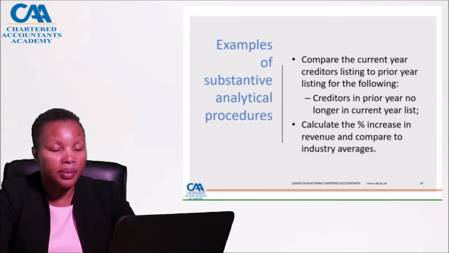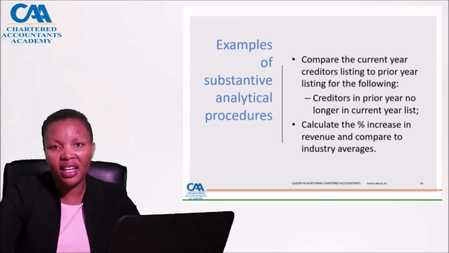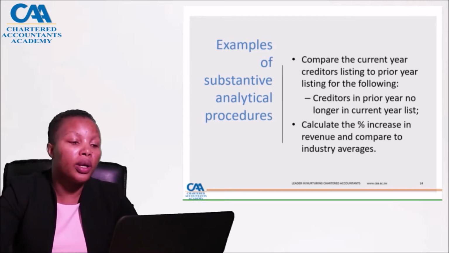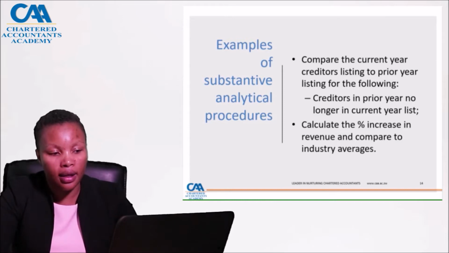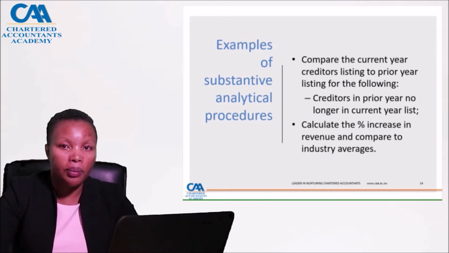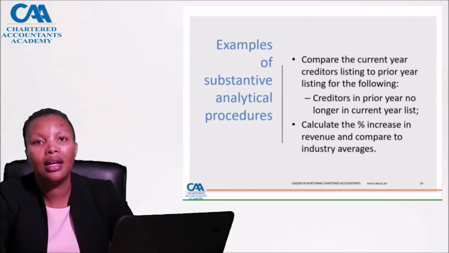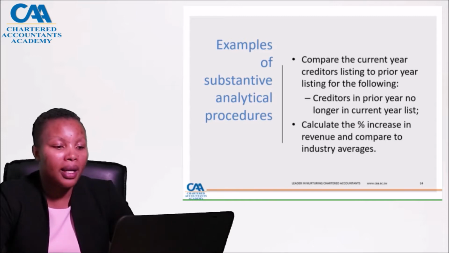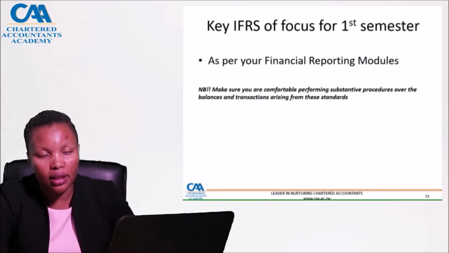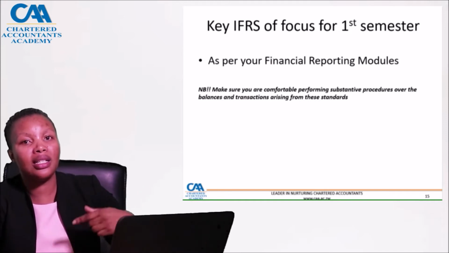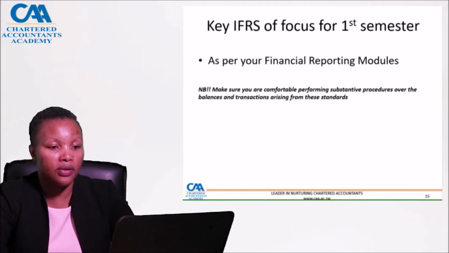So an example of a substantive analytical procedure would be to compare the current year balance to the prior year listing. It could be for, let's say, creditors in the prior year and creditors in the current year. You could also want to calculate the percentage increase in, let's say, revenue and compare it with industry averages. Does it make sense? The moment it does not make sense, then you need to carry out tests of details. But if it makes sense, that's already testing as a substantive procedure.